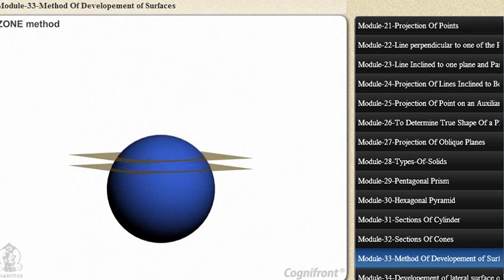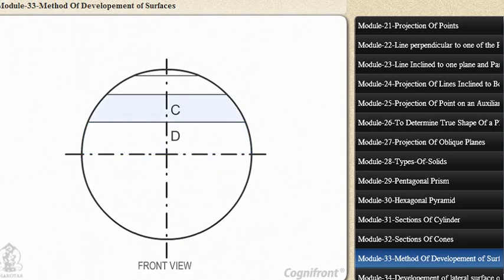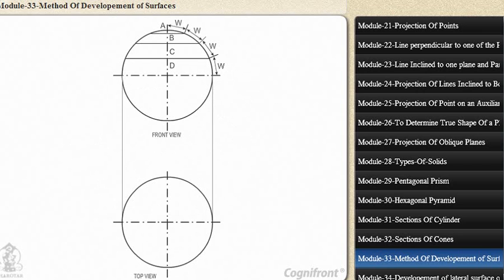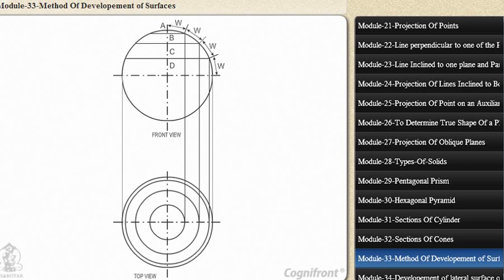Zone is the portion of the sphere enclosed between two planes perpendicular to the axis. Divide top half of a sphere into 4 zones A, B, C and D of equal width W in front view. Project these zones on top view. Each zone becomes a cone frustum, except the uppermost zone A, which becomes a cone of small altitude. Development of these zones A, B, C and D will give the development of the half sphere.